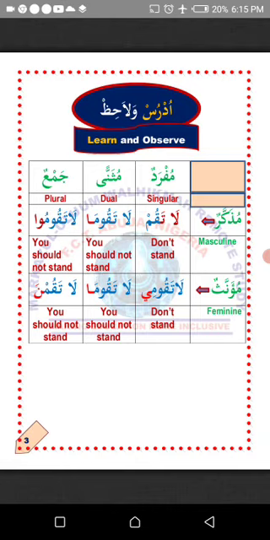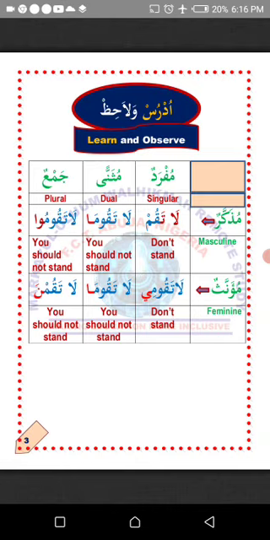So the verb la takum will now become la takumu. You should not stand, commanding a group of male persons not to stand. Now that our mimun is taking Dhamma, we can now retain our lost wawun. La'alaka fahimt? I hope you understand. MashaAllah. Then we talk about mu'annath.